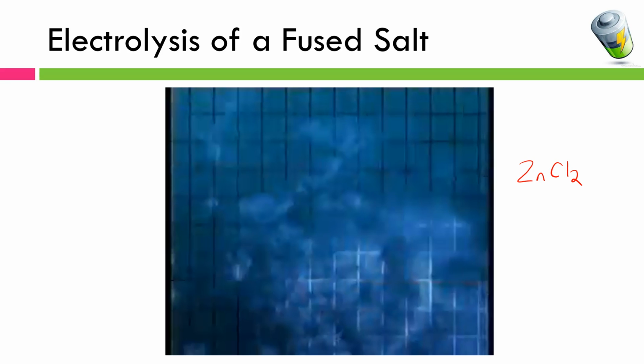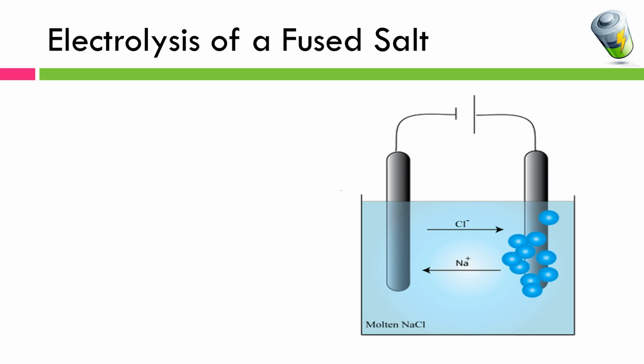Okay, so in that video, they are showing us how to basically run a decomposition reaction of an ionic compound. So let's take a closer look at what's actually happening during electrolysis. You should have this picture, or something very similar to it, in your workbook. In this case, we've got molten sodium chloride. Molten, again, is just another word for liquid.